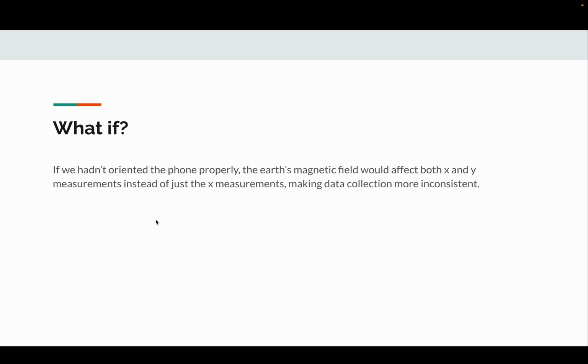And finally, what if we hadn't oriented the phone properly? The Earth's magnetic field would affect both X and Y measurements instead of just the X measurements, and that would make data collection pretty inconsistent, as we'd have to subtract the affected Earth's magnetic field from other magnetic field measurements.